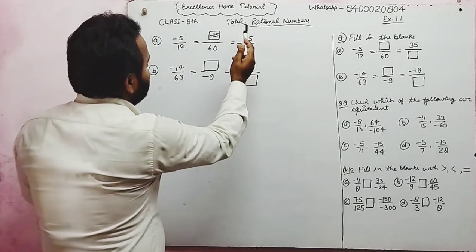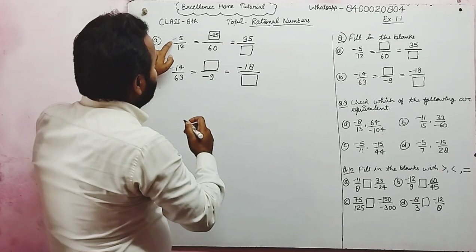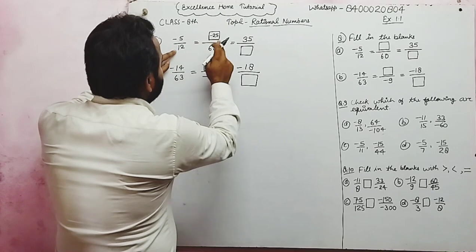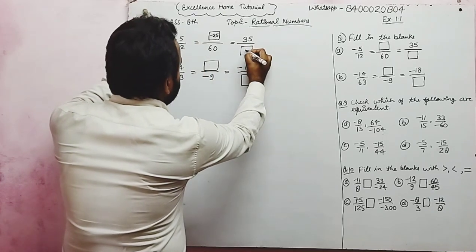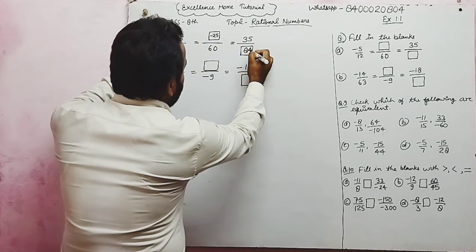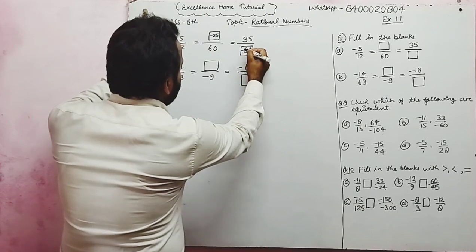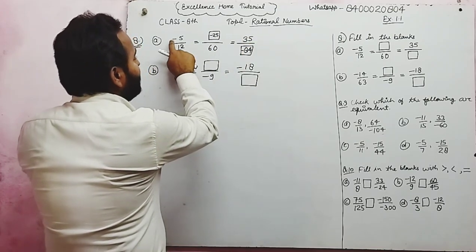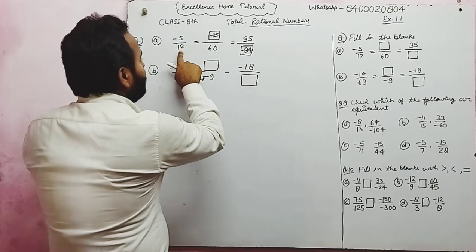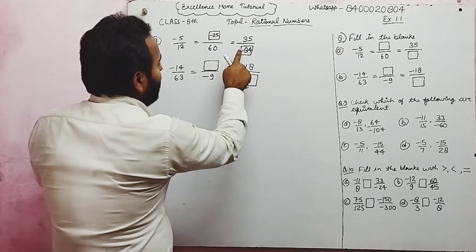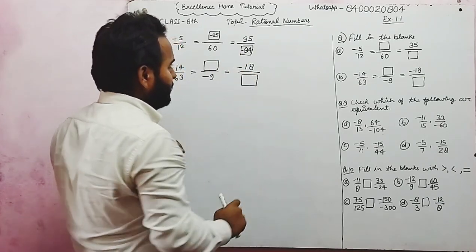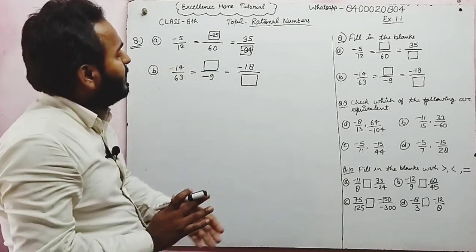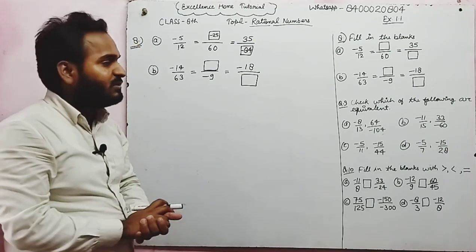5 times 7 is 35, and here is a minus sign, here is a plus sign. Okay, so 12 times 7 is 84, and this gets a minus sign, because 5 times 7 is 35 and here minus but here plus. So 12 times 7 is 84 and we have to write the minus sign, because all the rational numbers are negative. So minus 84 is filled in.